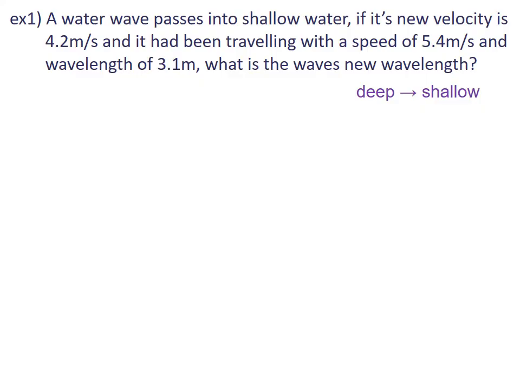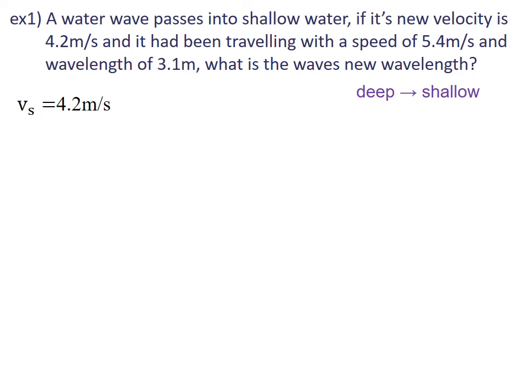Our first example is a water wave passing into shallow water. So I made a note that we are going from deep to shallow on my page. If its new velocity is 4.2 meters per second, it has gone into the shallow, so the velocity in shallow water will be 4.2 meters per second. So I'm going to put that in my variable list. Instead of writing V1 or V2, I used a subscript S. So velocity in shallow water equals 4.2 meters per second.